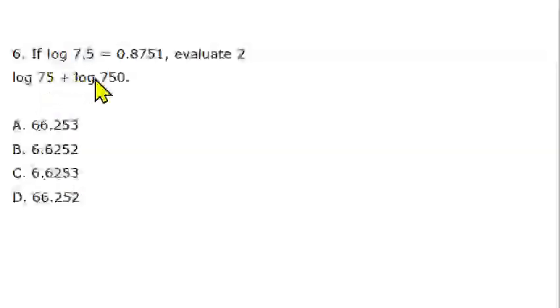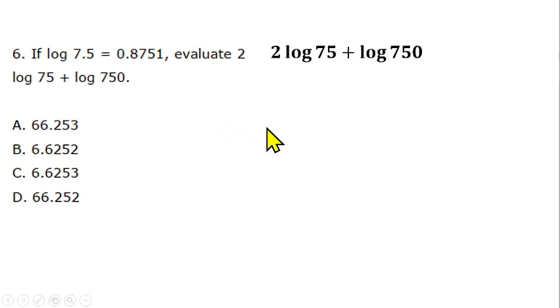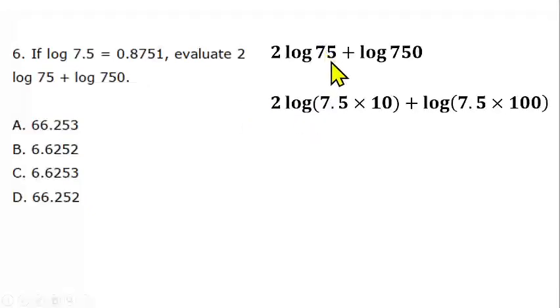Question number 6 is from logarithm. You have that if log 7.5 is 0.8751, you have to evaluate 2 log 75 plus log 750. So it's very simple. You are given the value of log 7.5. So the question is, how can we get 7.5 from 75? 75 is something like 7.5 times 10. 7.5 times 10 will give us 75.